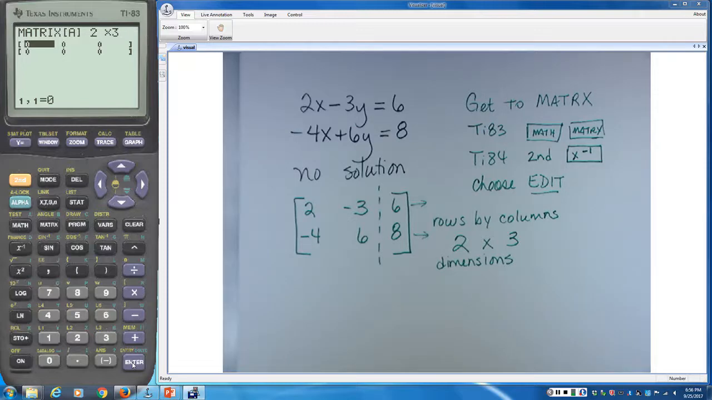Now we're just going to enter the numbers in. 2, and notice it goes across the page, so you have to go across the page too unless you use the arrows. 2, be sure you use your negative sign, not a subtraction. Negative 3. The calculator makes a distinction, so make sure it's a negative 3. And then 6, and then it moves down to the next row, so then that's negative 4, and 6, and then 8. Okay?